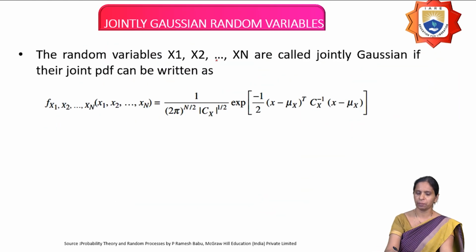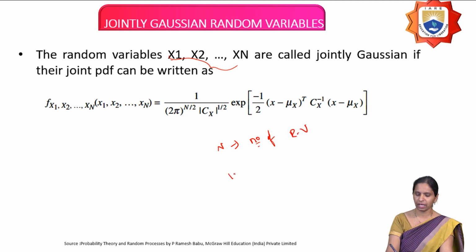The same concept we are applying for n random variables. If x1, x2 and so on up to xn are n Gaussian random variables, then their joint density function is given by the following. For n random variables, how do you denote the joint density function? By f of x1, x2 and so on xn, which equals 1 by 2 pi whole power n by 2. Here, what does n indicate? n indicates the number of random variables.